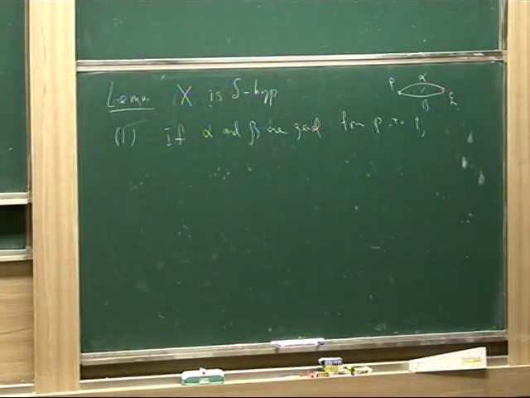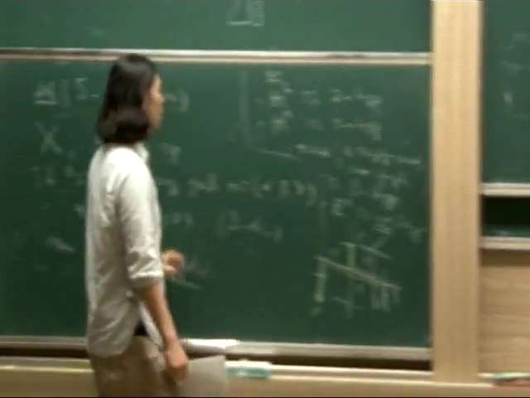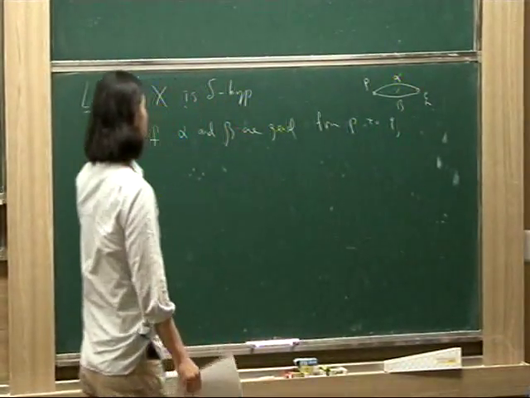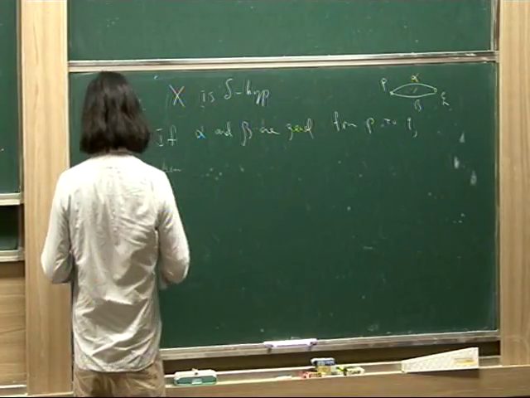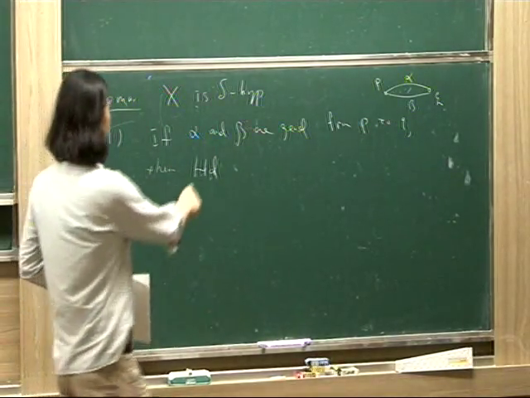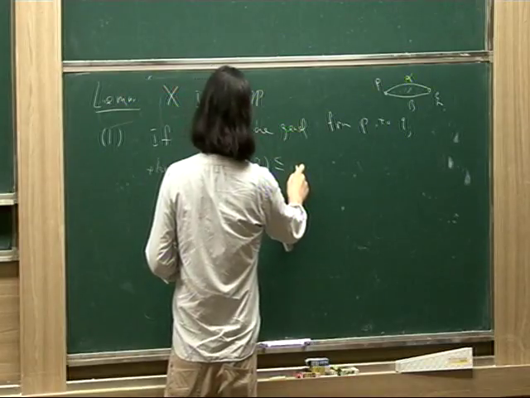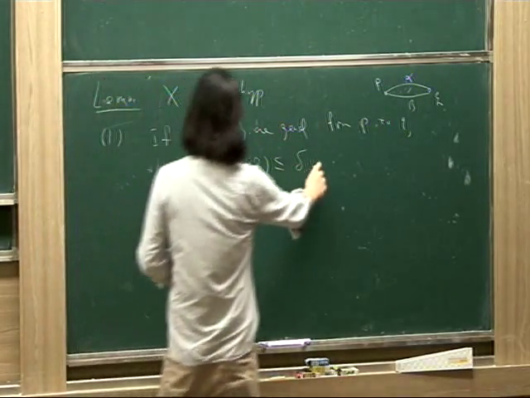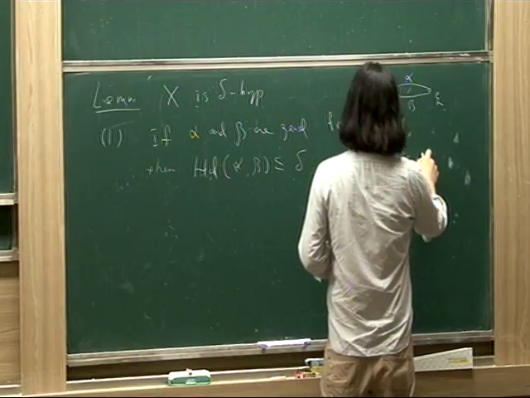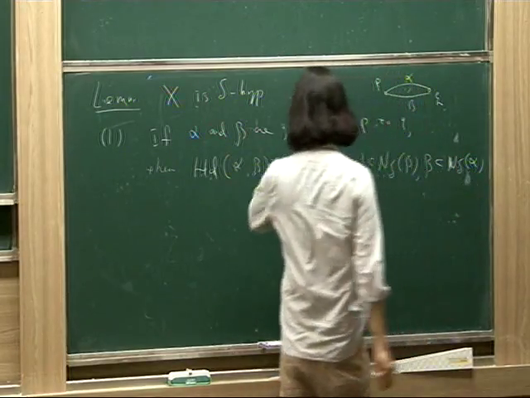In the case of a tree, if you give 2 points, say p and q here, then there's a unique geodesic from p to q. But in general, in a hyperbolic space, you don't have this uniqueness of geodesics between 2 points. But if you have 2 geodesics, alpha and beta, between p and q, then the Hausdorff distance between alpha and beta is at most delta. So this is the bound, namely alpha is contained in the delta neighborhood of beta, and beta is contained in the delta neighborhood of alpha. Okay.